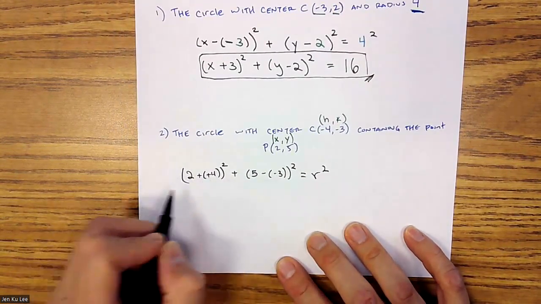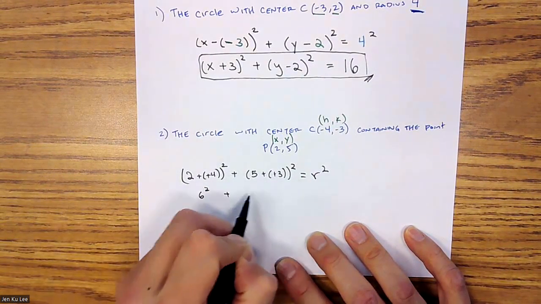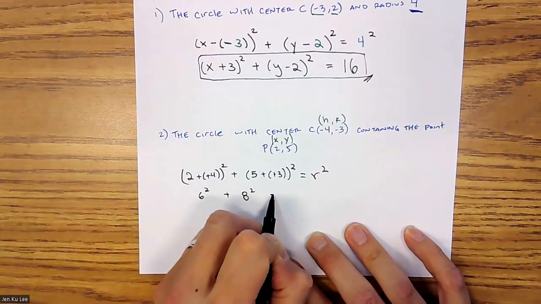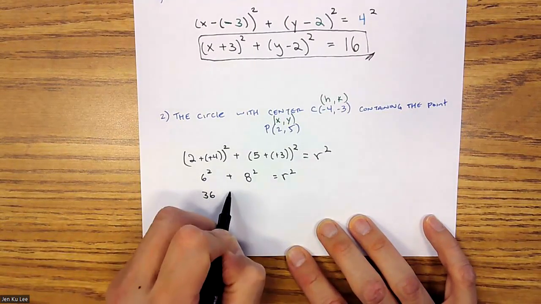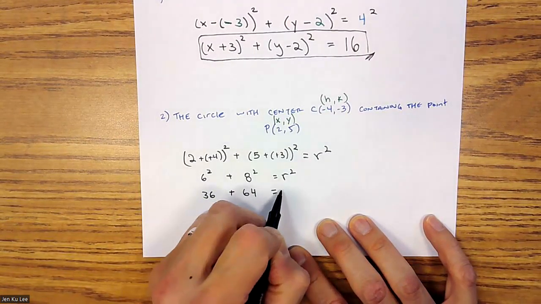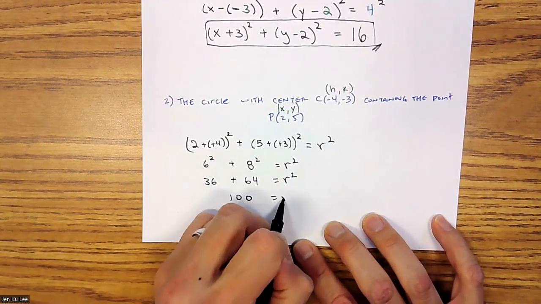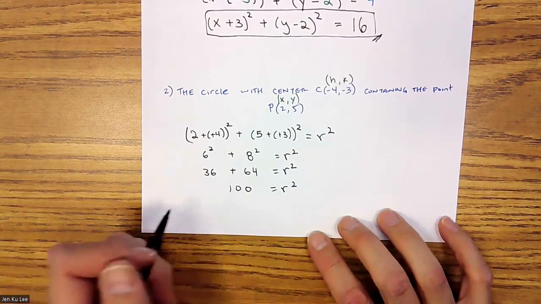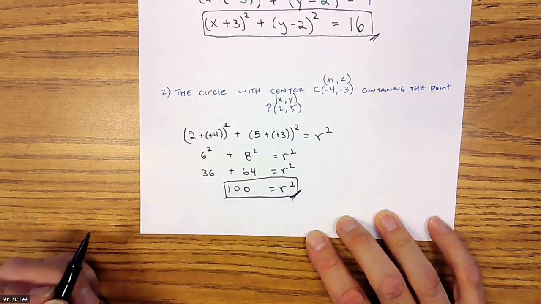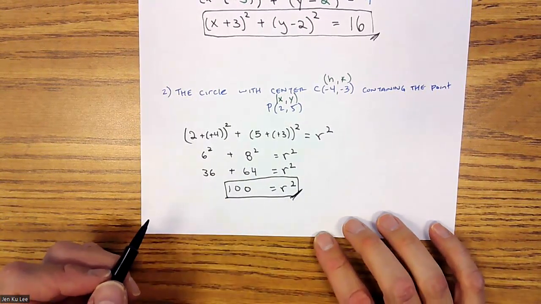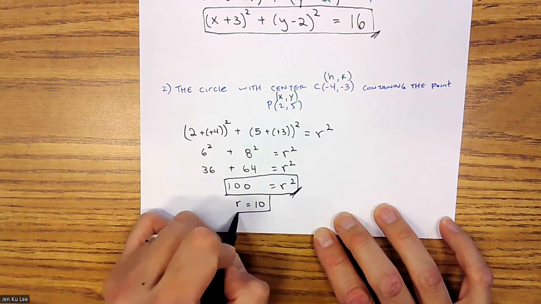So this is plus plus, so that's 6 squared plus plus, that's 8 squared equals r squared. That's 36 plus 64 equals r squared. That's 100 equals r squared. So 100 equals r squared. What is my radius? 10. Because if you square root 100, it becomes 10.